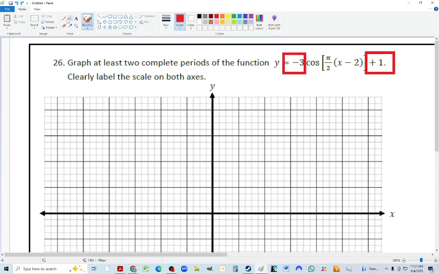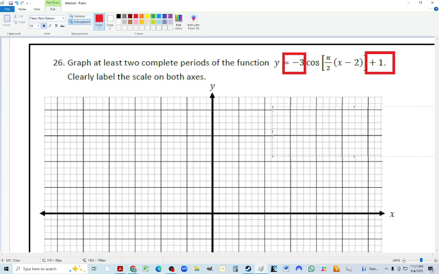So that means the y transformations, which I like to do first because it's easier. I have a vertical stretch by a factor of 3, and the negative means it's a reflection in the x-axis. So that means I have to multiply all my y values. This is called the mapping. I multiply all my y values by minus 3, and then I have to add 1 to them.